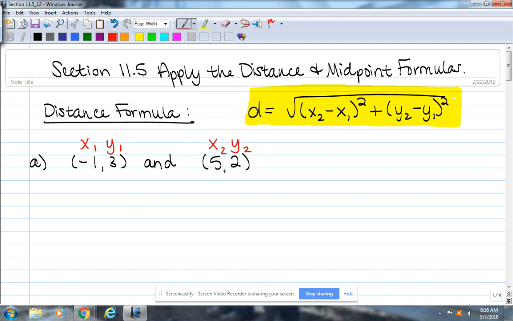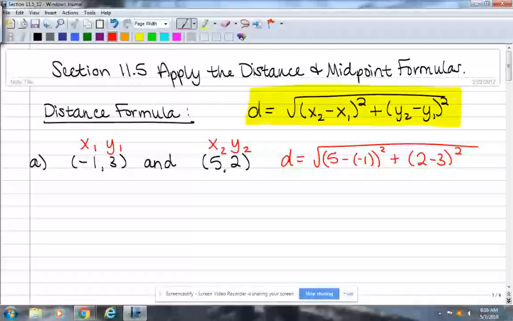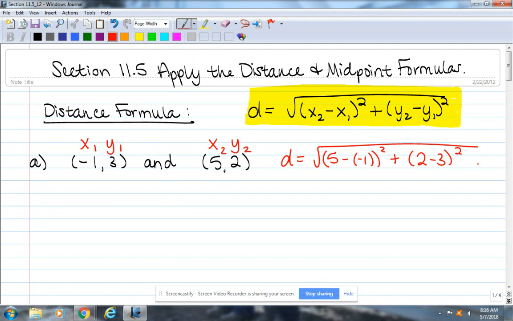So what I'm going to do is plug in my x2 and x1 and y2 and y1 and then simplify under the radical, and the last thing we'll do is take a square root. So I'm going to say D equals big radical, parentheses. What is my x2? 5 minus what is my x1? -1, parentheses squared, plus parentheses. What's y2? 2, minus 3, parentheses squared. And the next thing I do is add and subtract in my parentheses because of order of operations: parentheses, then exponents, right?